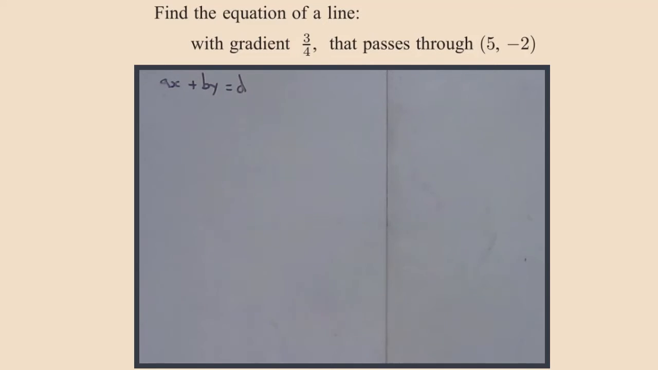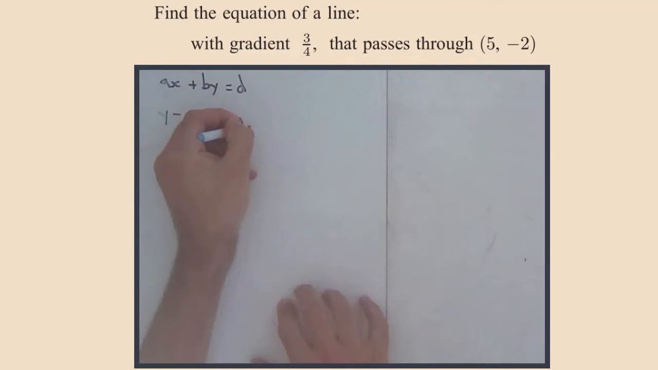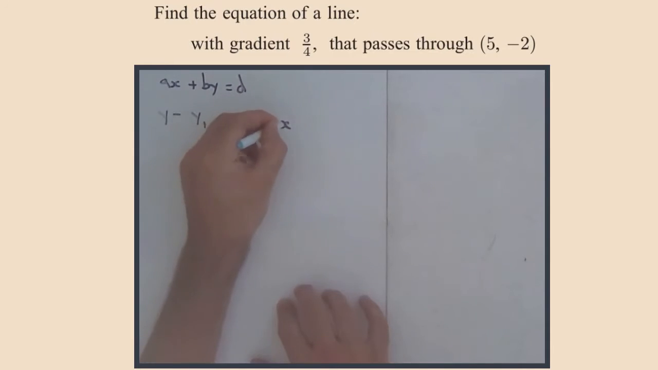Now when you're doing something like this, it's not the only way, but if you're looking for general form and you're given a point on the line and a gradient, I think this alternative equation of a straight line is better to get to general form. So that is y minus y1 equals m(x minus x1).